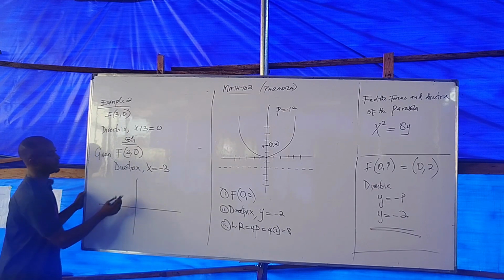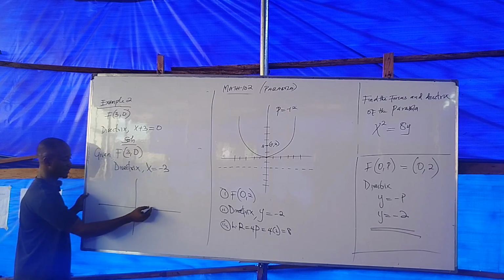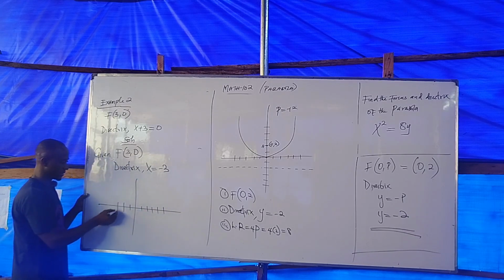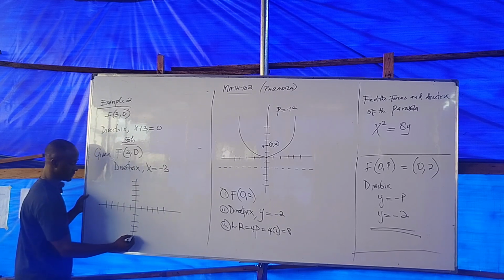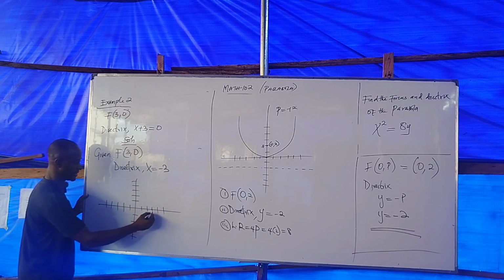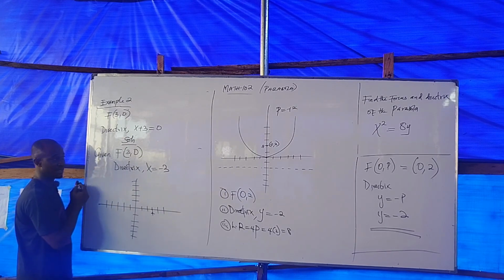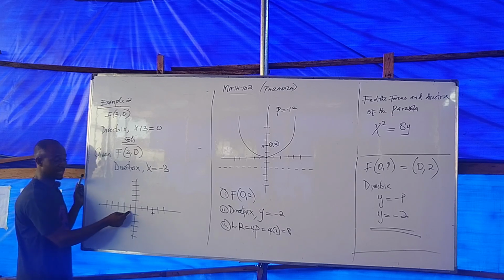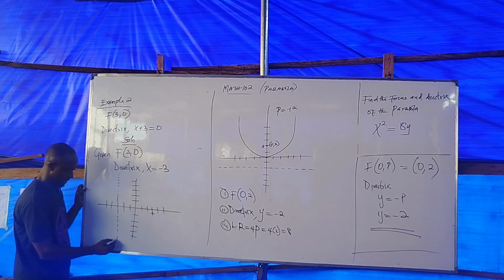Let's bring out our focus. When x is 3, y is 0, so we have our focus here. Where is the directrix? x equals minus 3. I will start from the origin and count 1, 2, 3. Yes, this is my directrix.